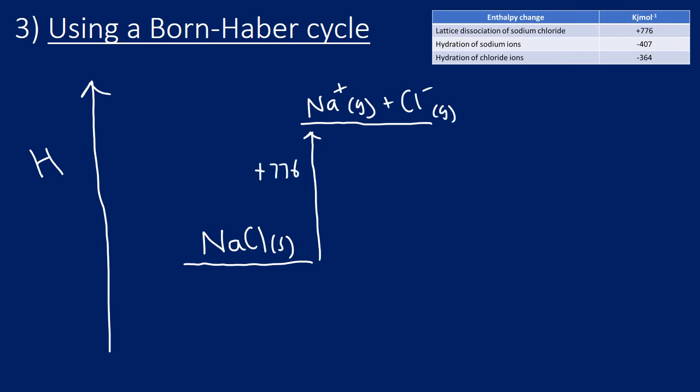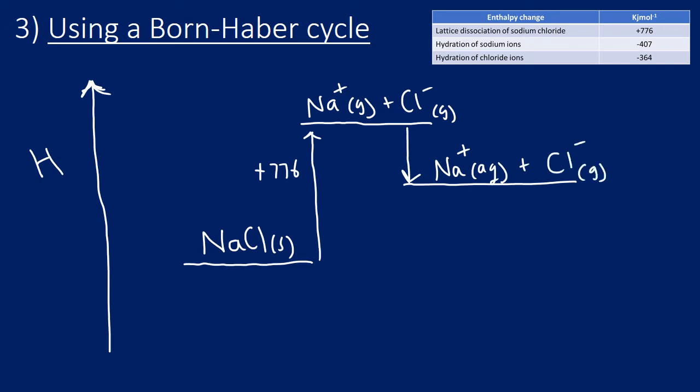Remember, when we do a Born-Haber cycle, a movement up is positive and down is negative, because we do have an axis here of enthalpy. We don't have that axis when we do Hess cycles. And then what we're going to do is we're going to hydrate. We can either hydrate the sodium or the chloride. It doesn't matter which one we do first. I'm going to opt to hydrate the sodium, in which case I have to leave the chloride as gaseous.